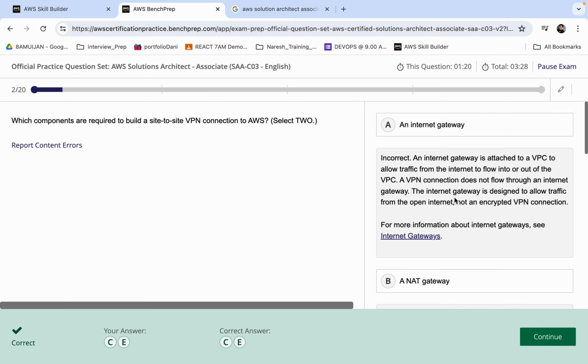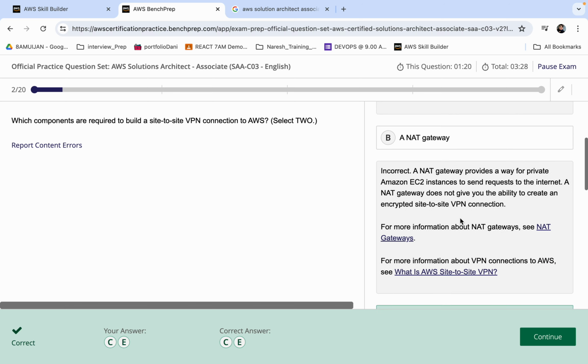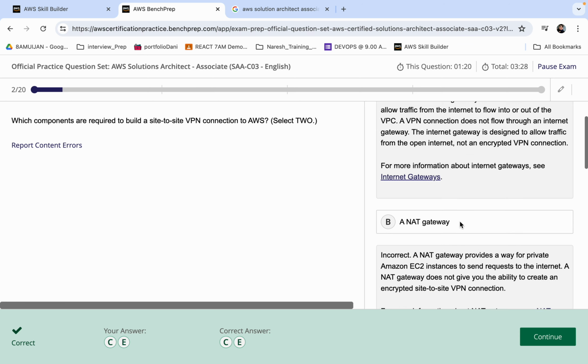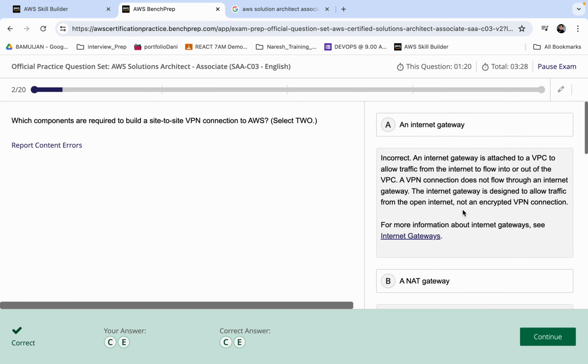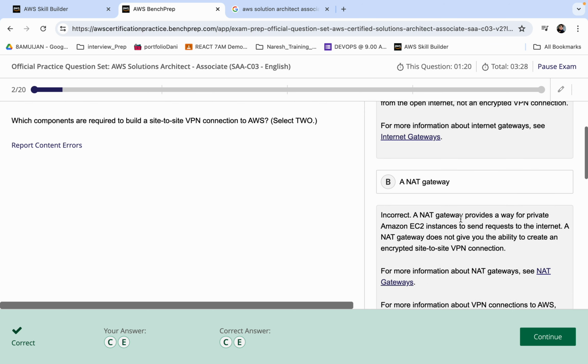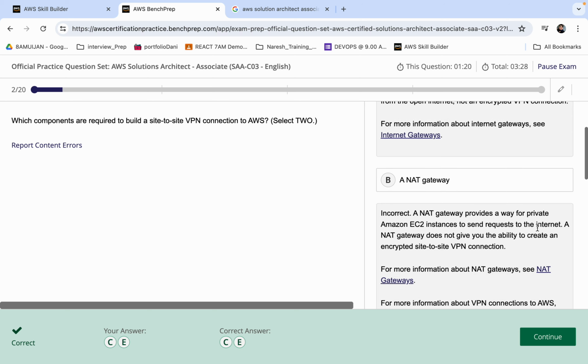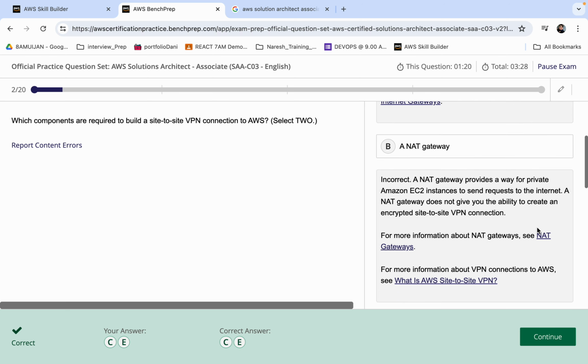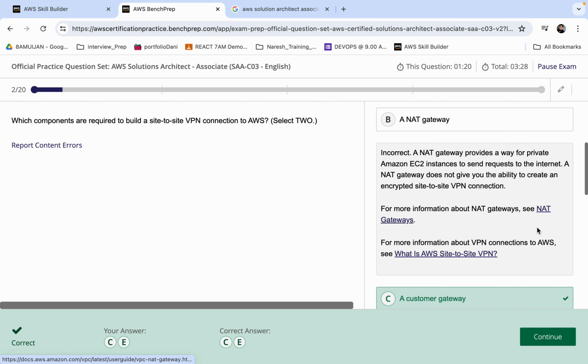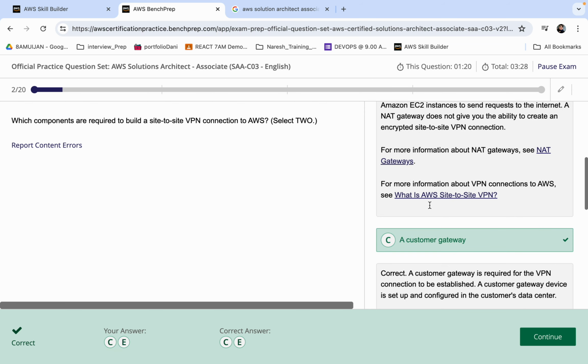Yeah, so the answer you can see is, they have given the explanation for all the incorrect answers also. An internet gateway is attached to a VPC to allow traffic from the internet to flow into or out of the VPC. A VPN connection does not flow through an internet gateway. A NAT gateway provides a way for private Amazon instances to send requests to the internet. A NAT gateway does not give you the ability to create an encrypted site-to-site VPN connection. We know this. It's a very basic, direct question.